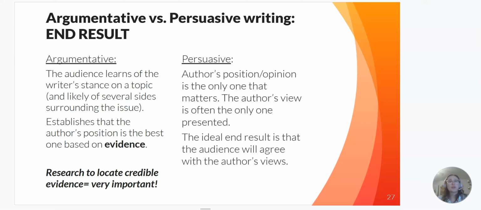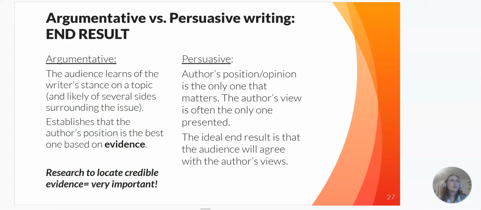And then we have the end result. So what happens at the end after someone's done reading your piece or listening to your speech? For an argumentative piece, the audience learns of your stance and likely several other issues surrounding this main topic you're researching, and it establishes your position as the best based on evidence. So this is why this is the best or most valid solution based on the research that's already been done or research that you've conducted.